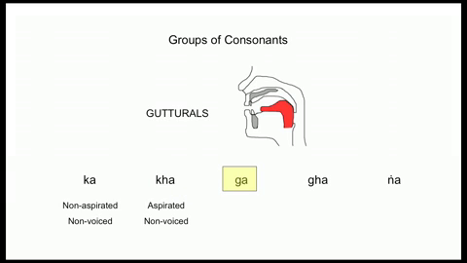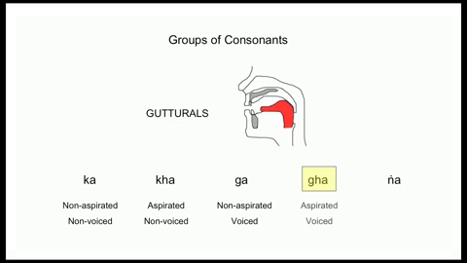The third consonant is pronounced g. It is similar to the first consonant, except that in this case the vocal cords are resonated and the sound comes from deeper in the vocal chamber. G. The fourth consonant is pronounced gh. This is similar to the second consonant. Air is released with the sound, but this time the vocal cords are resonated.